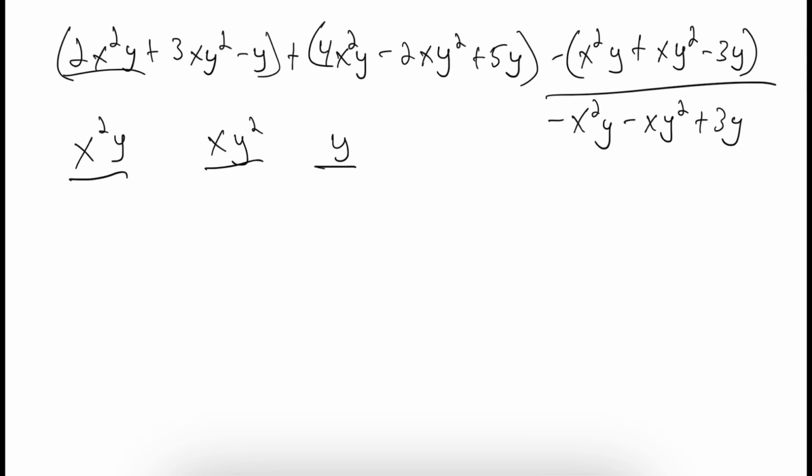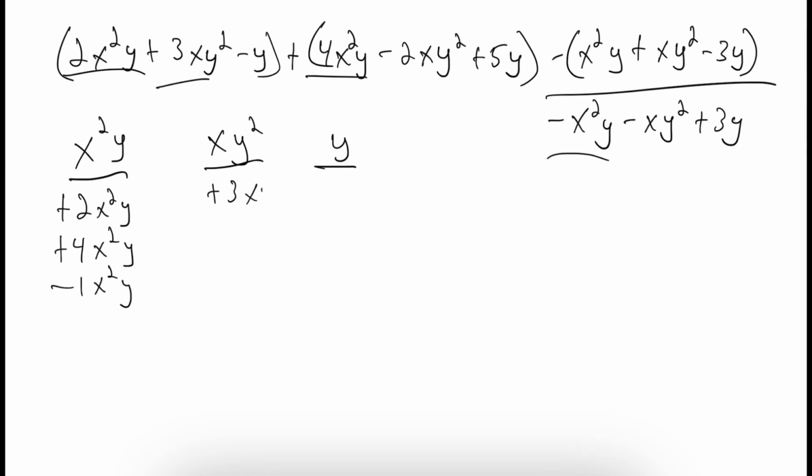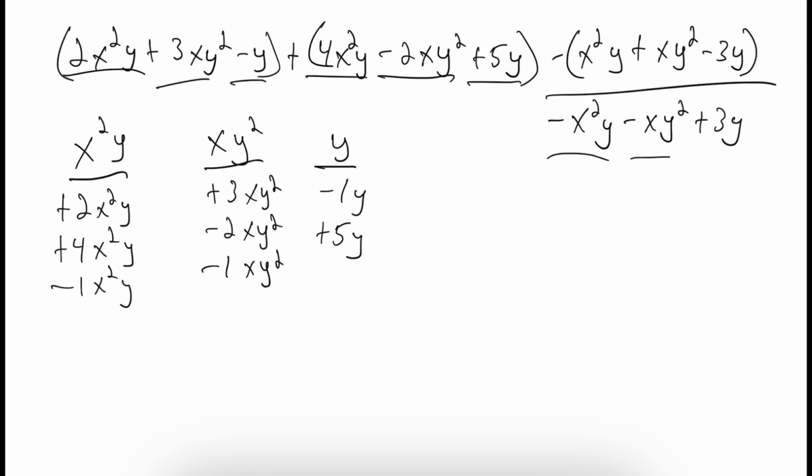So first we have positive 2x squared y, plus 2x squared y, and then plus 4x squared y, and then a negative 1x squared y. Now xy squared, we have plus 3. We have negative 2. And we have negative 1. Now last we have our y, so we have negative 1y right there. Then positive 5y. And a positive 3.